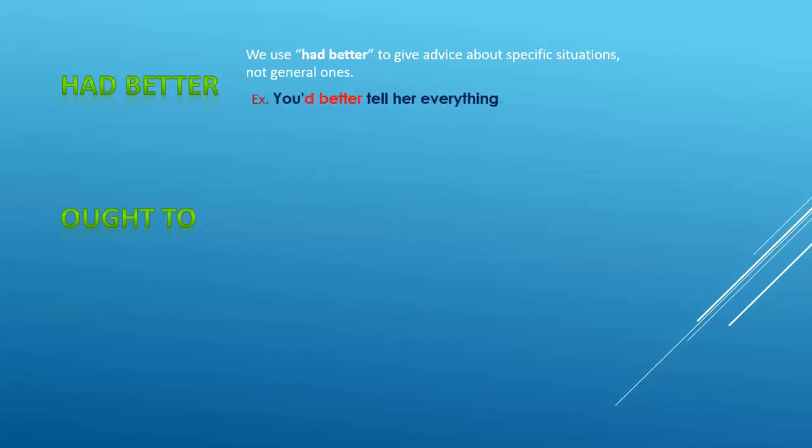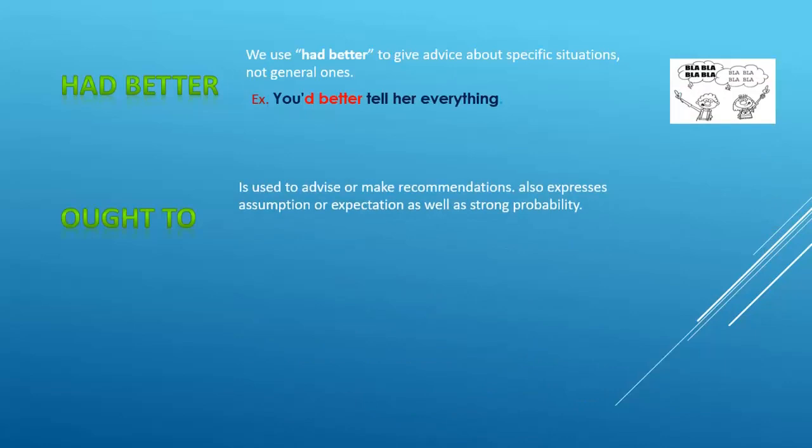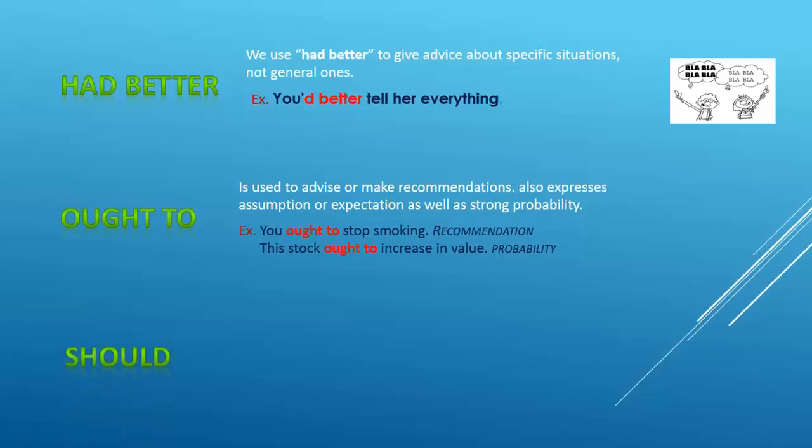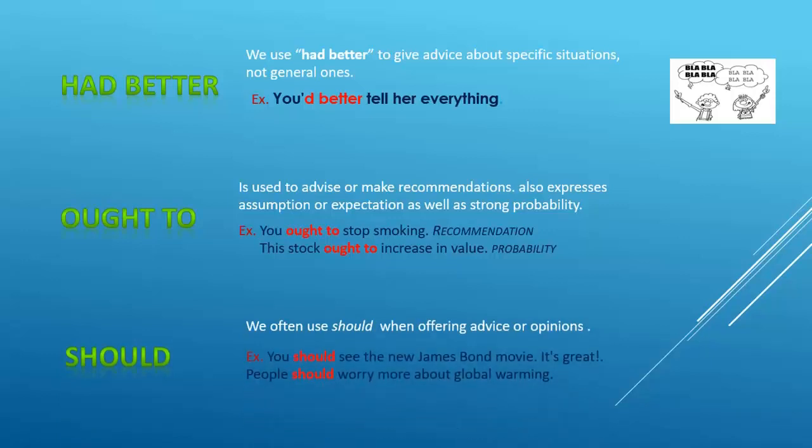Had better, ought to. We use had better to give advice about specific situations, not general ones. Example, you'd better tell her everything. Ought to is used to advise or make recommendations. It also expresses assumptions or expectation as well as strong probability. Example, you ought to stop smoking. That's a recommendation, and this stock ought to increase in value, that's probability. And should is mostly used when offering advice or opinion. Example, you should see the new James Bond movie. It's great. People should worry more about global warming.